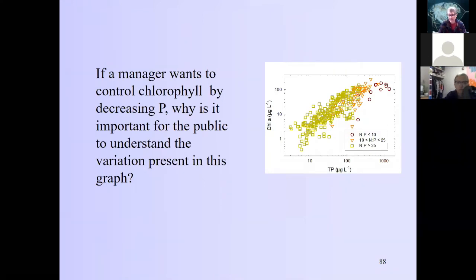So another question of the day: if there's a manager that says, I want to take my lake from 100 to 10 micrograms per liter phosphorus, and it's going to cost you $1 million to retrofit your sewage plant to accomplish this, why is it important for the public, when she or they say this, to understand the inherent variance in this graph? So what I'm saying is, if you look at this number, this could be 3, but it could be 10, it could be 1.